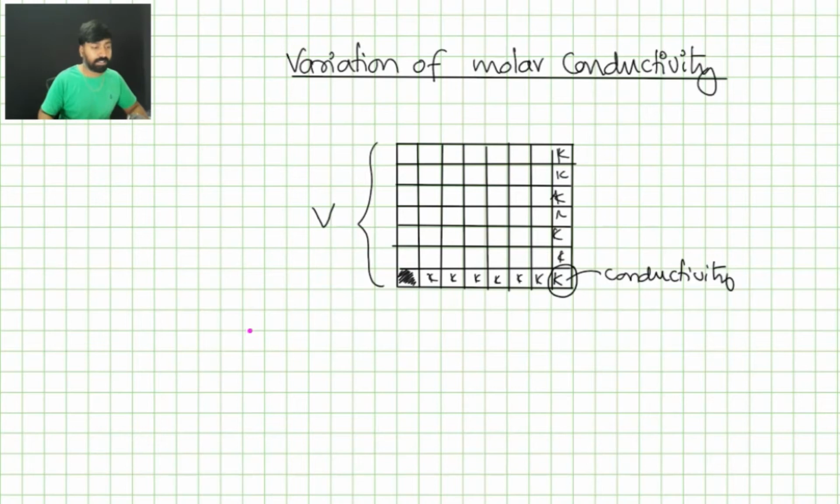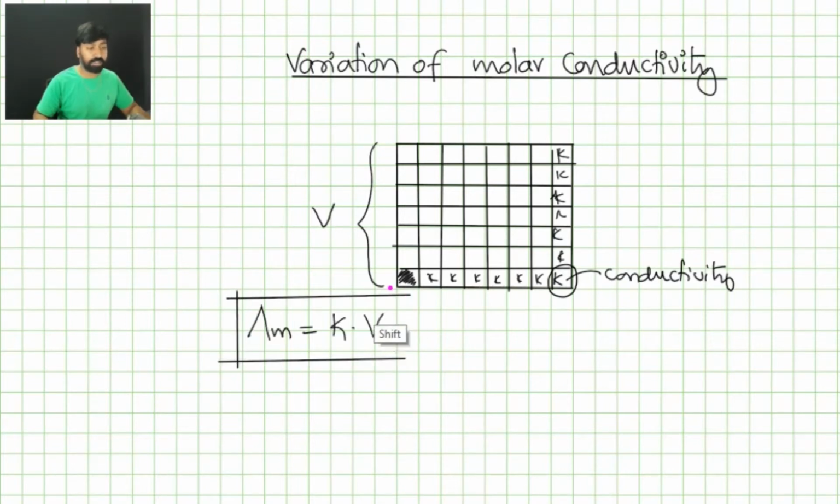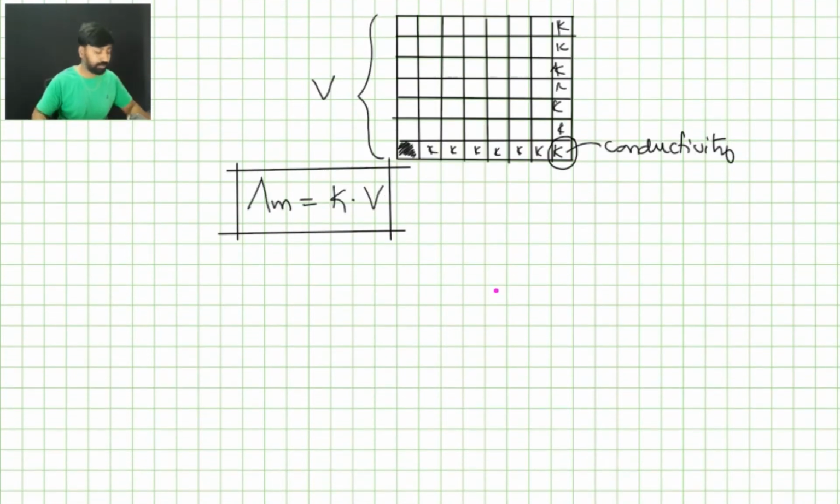Therefore, I will write here lambda m, a term used for indicating the molar conductivity, and it is given by K, that is kappa, the conductivity given by a small volume of the solution, multiplied by the entire volume of the solution. This equation is called the molar conductivity equation, having the terms conductivity and entire volume, which contains 1 mole of solute or electrolyte.